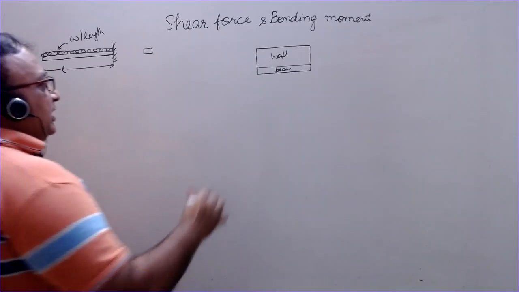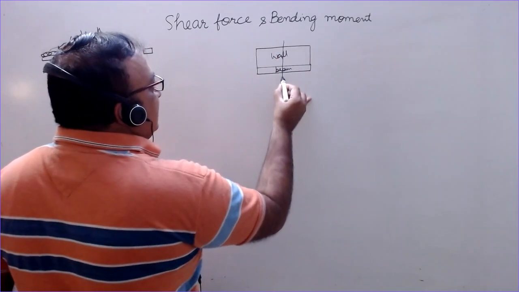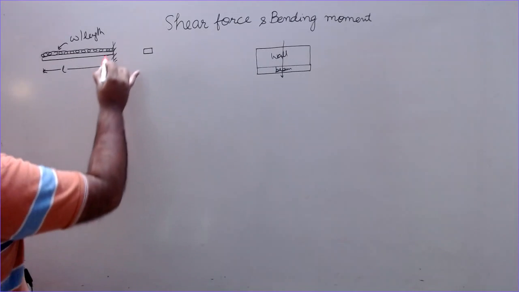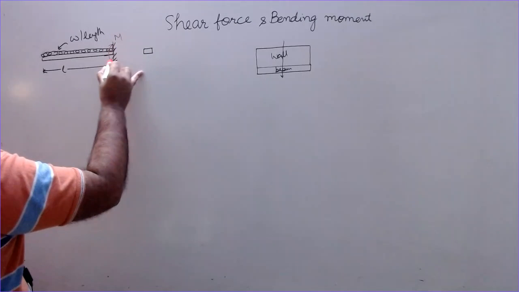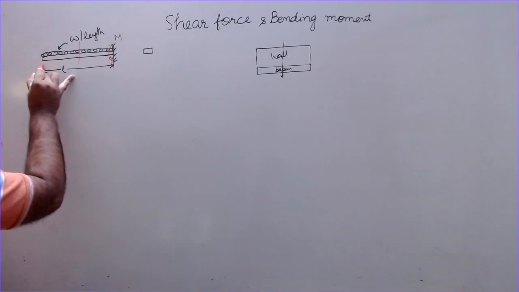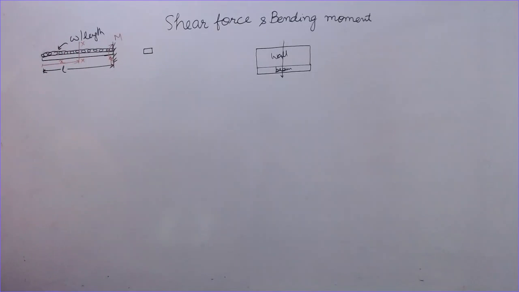Now this UDL is supposed to be effectively acting at the center of the beam for the purpose of calculations. Now let us take again, and in this also a fixing moment and the fixing reaction will be present here. So this will be the case every time. Now let us take a cross section at a distance x from the free end. You can also write down the magnitude of fixing moment and fixing reaction.